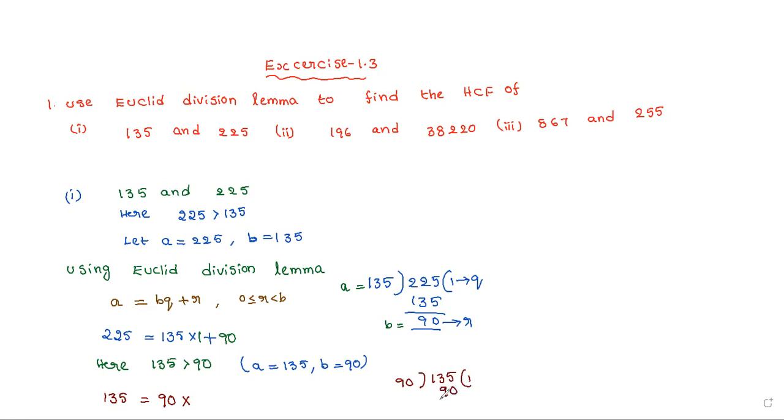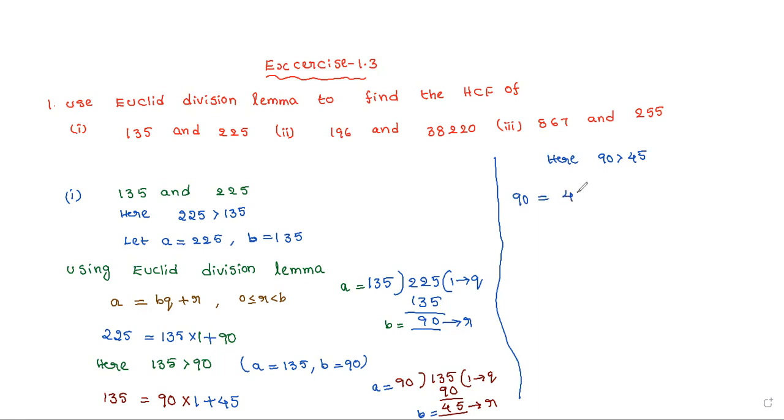90 once is 90, 135 minus 90 is 45. This is the quotient value, substitute 1. Remainder value, substitute 45. Here the remainder is not equal to 0. Again apply Euclid division lemma. Next consider a equal to 90, b equal to 45. 90 greater than 45.